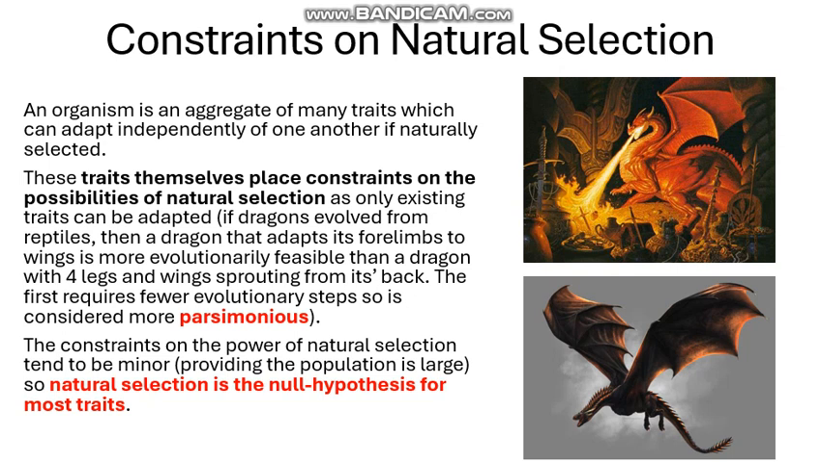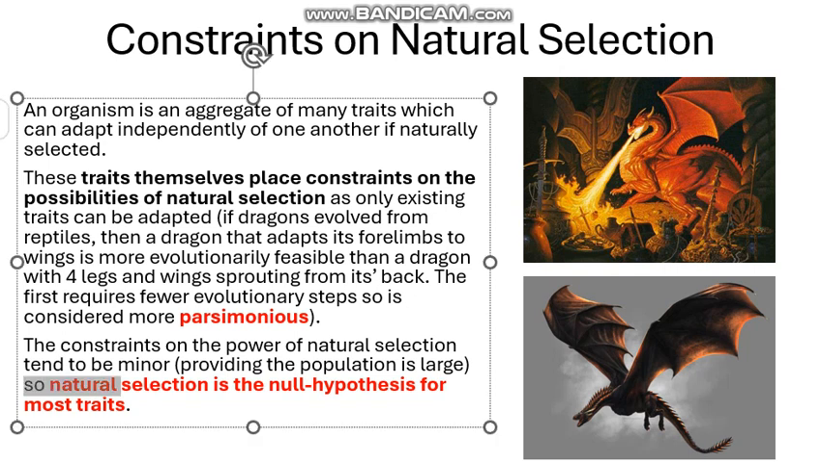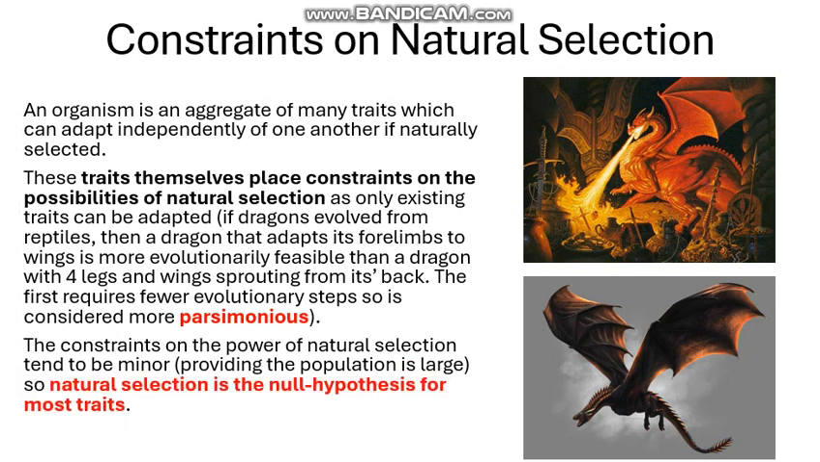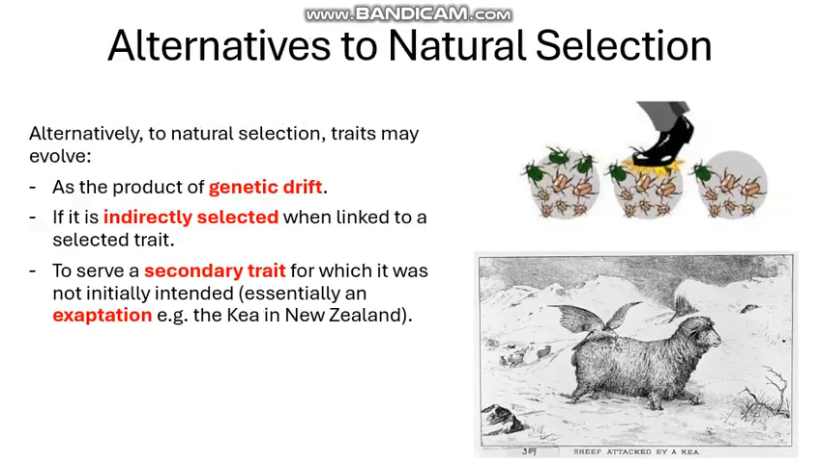So the constraints on the power of natural selection tend to be minor, providing the population is large. So natural selection tends to be the null hypothesis for a lot of traits that we see, but although this is kind of disputed, when we talk about specifically, we say that drift becomes the null hypothesis. It's a bit confusing, so I won't really go into it much. It doesn't really matter. So alternatives to natural selection are genetic drift.